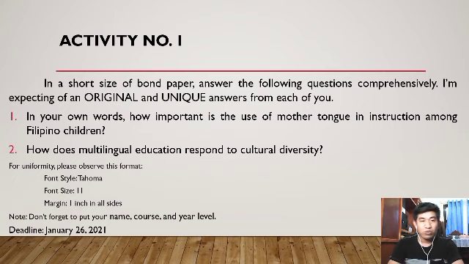So here are the two questions. First, in your own words, how important is the use of mother tongue in instruction among Filipino children? Second, how does multilingual education respond to cultural diversity? Then please also observe the following format below. It's a matter of reading.